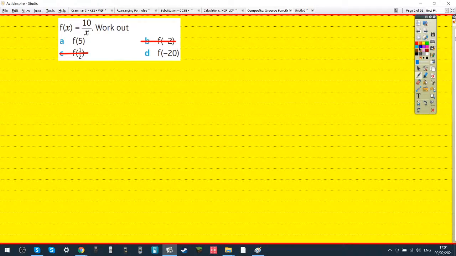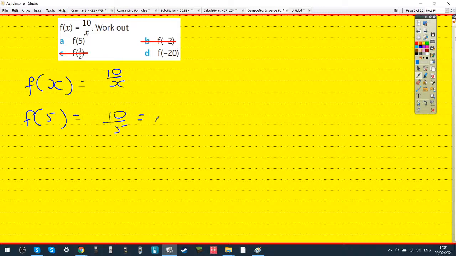We'll spot the difference. On the left side, you have f of x, and then underneath it you have f of 5. What has changed? The thing inside the bracket. Yep, so it's basically substitute 5 for x. And so 10 over x becomes? 10 over 5. Well done. And what is that? 2. Yep.